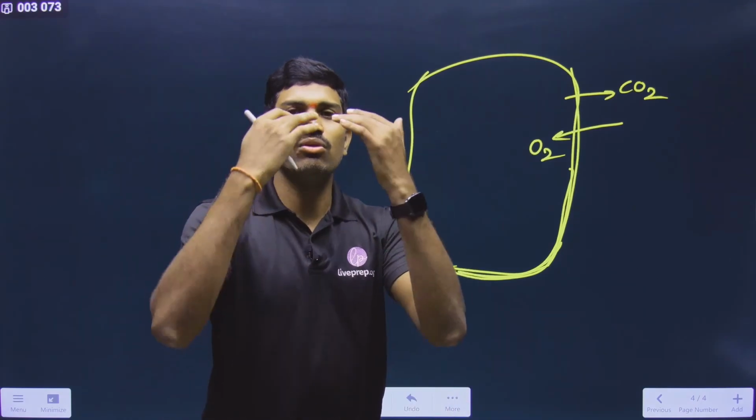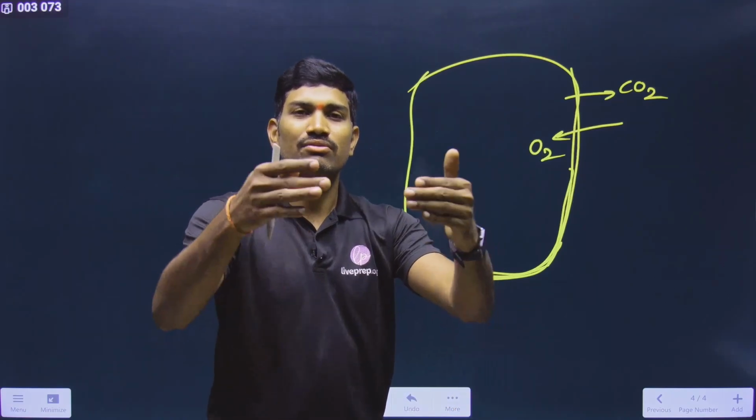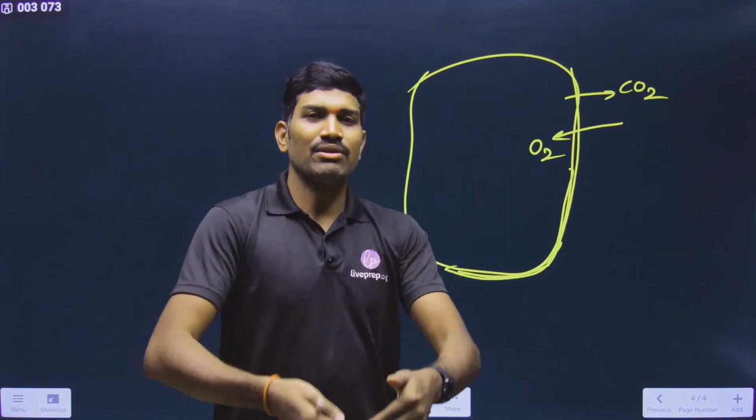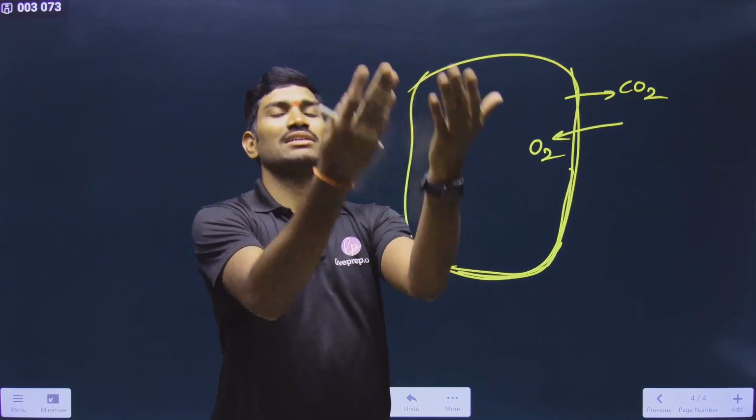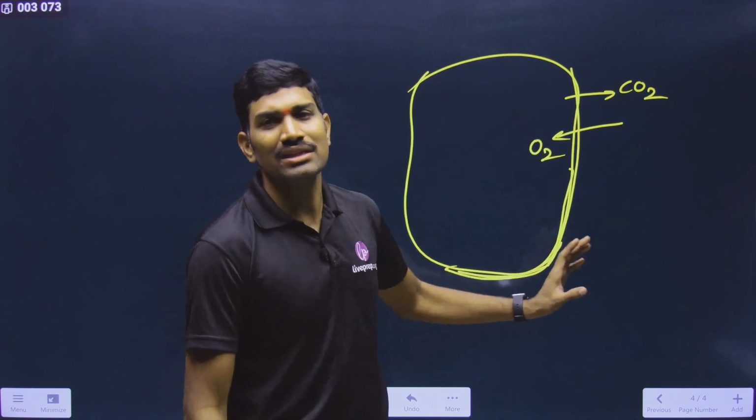So oxygen should go into the lungs. From there it should go into the blood, and then it is supplied to the tissues. From the tissues, CO2 will come into the blood. From there it will reach the lungs, and from the lungs it is going out into the atmosphere. This is the thing that you need to observe.